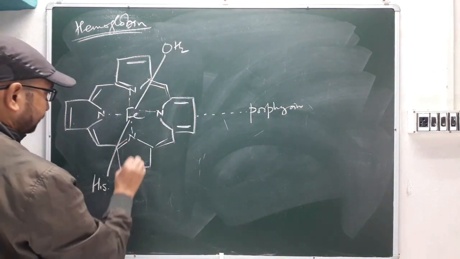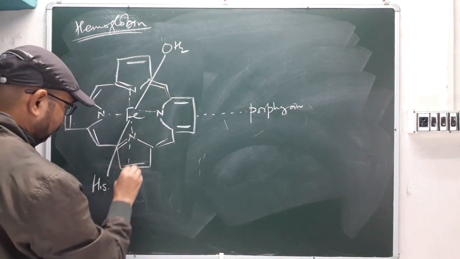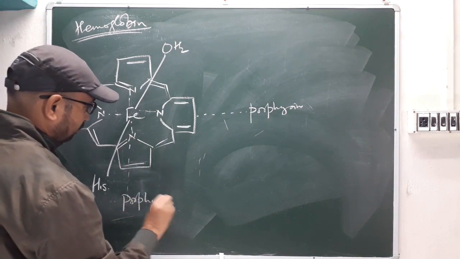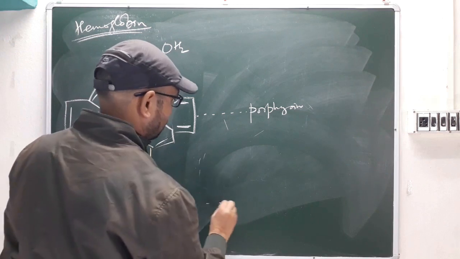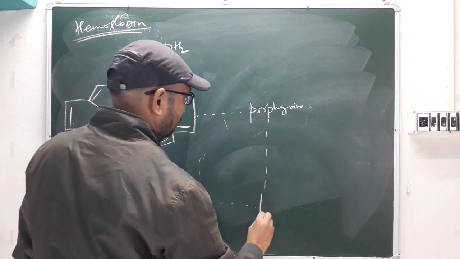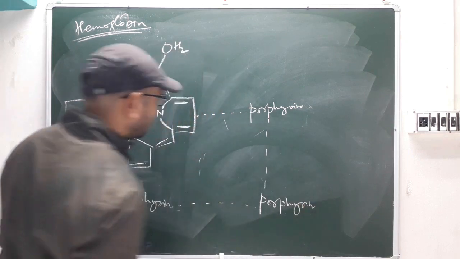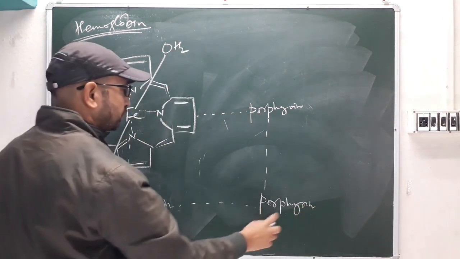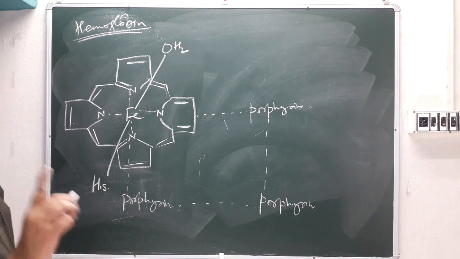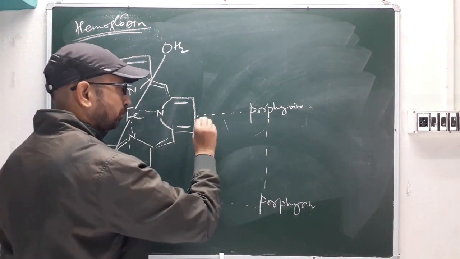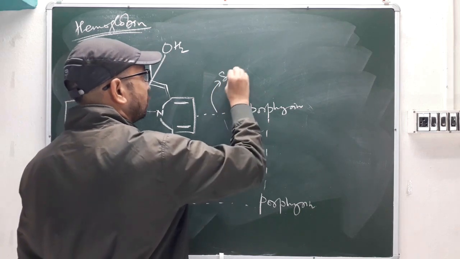We have one more porphyrin ring, and we have one more porphyrin ring. So total 1, 2, 3, 4. One hemoglobin unit will have 4 porphyrin rings, and whatever this bond you are seeing, this we call salt bridge.